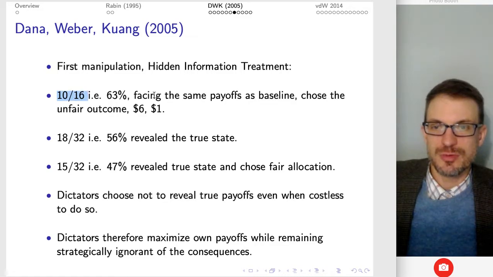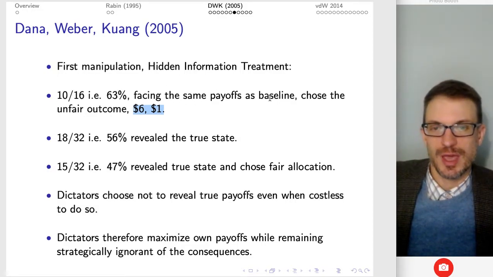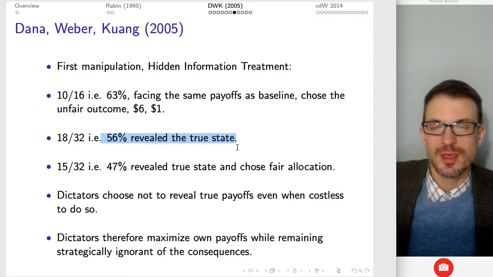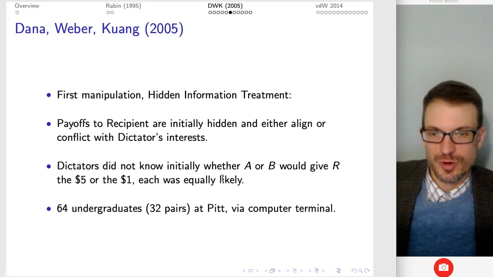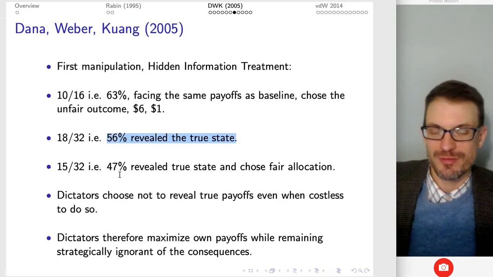10 out of 16, 63%, facing the same payoffs as baseline, chose the unfair outcome, $6 and $1. 18 out of 32, 56%, revealed the true state, meaning, remember, it was equally likely what the other person was getting. 56% learned what was going to be the fate of the recipient. Was it going to be 5 or was it going to be 1? 15 out of 32, 47%, revealed the true state and chose the fair allocation.